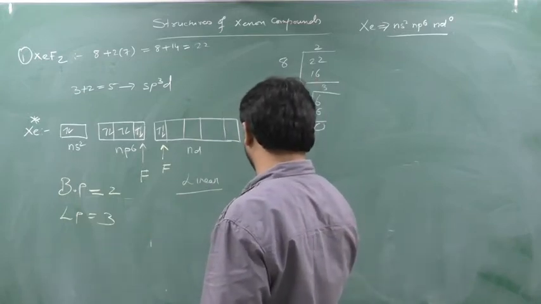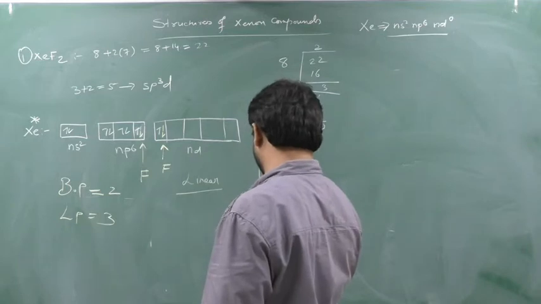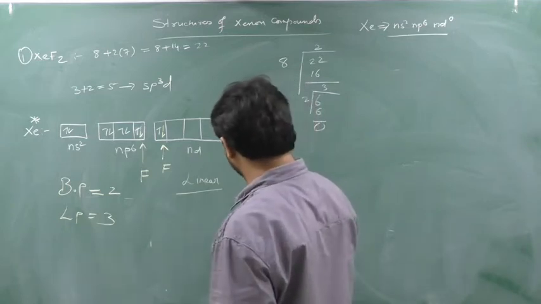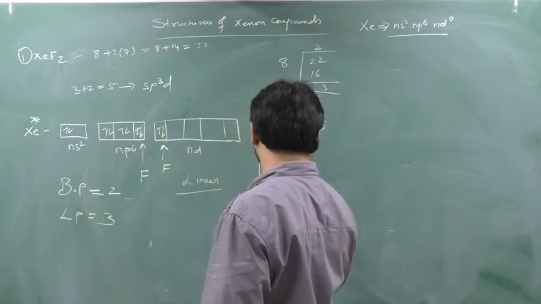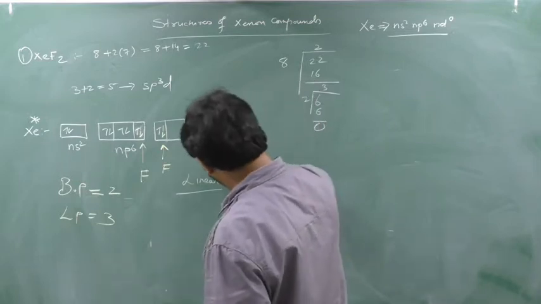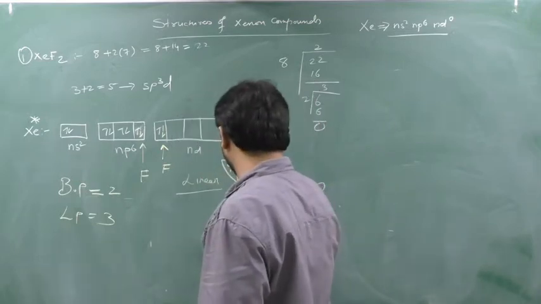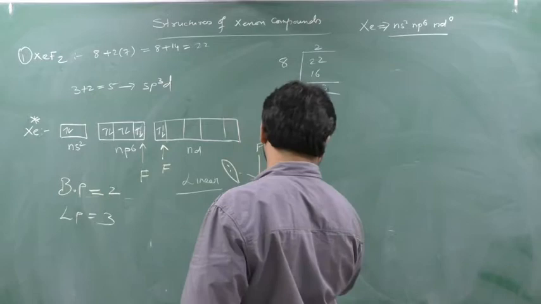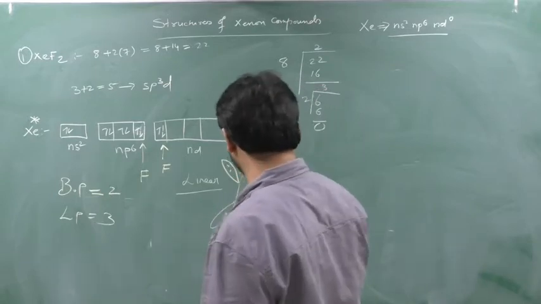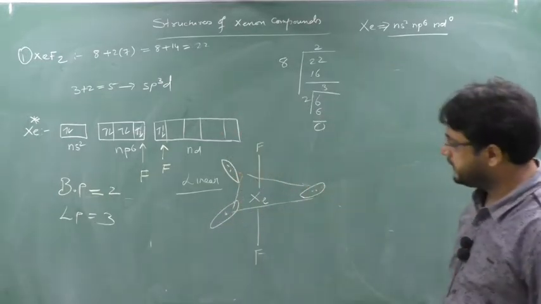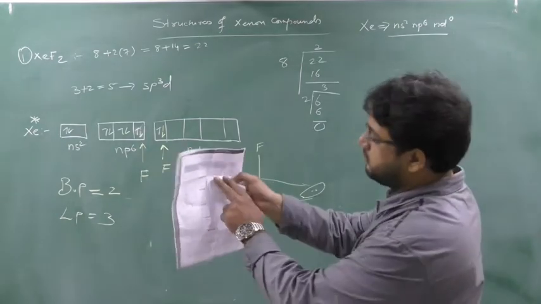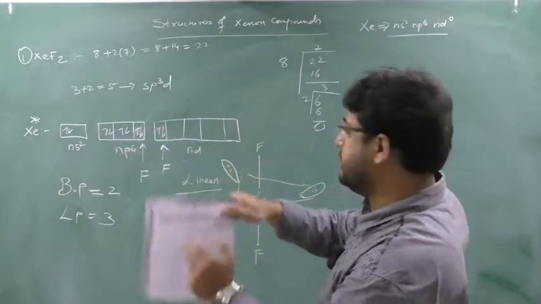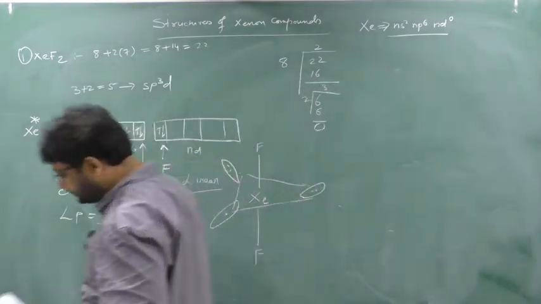So this is Xe. The axial positions will be taken by the fluorine. This is a linear shape, and how many lone pairs are there? 3 lone pairs. One lone pair will come here, one here, and one here. So you can make a note of this. This is the shape. In this way it will be drawn. Clear? Linear shape.